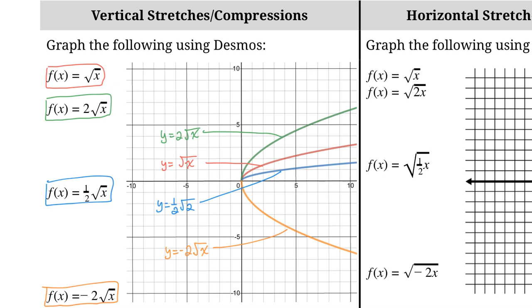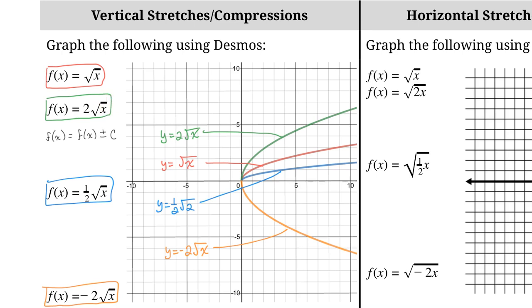Remember from last video, when we added or subtracted a number outside of the function, not inside the function, this moved our functions up or down, so these were vertical translations. So when we added or subtracted a number outside of the function, it directly affected our y values. Now this 2, again, is outside of our function, not inside this square root. So this is also going to directly affect our y values.